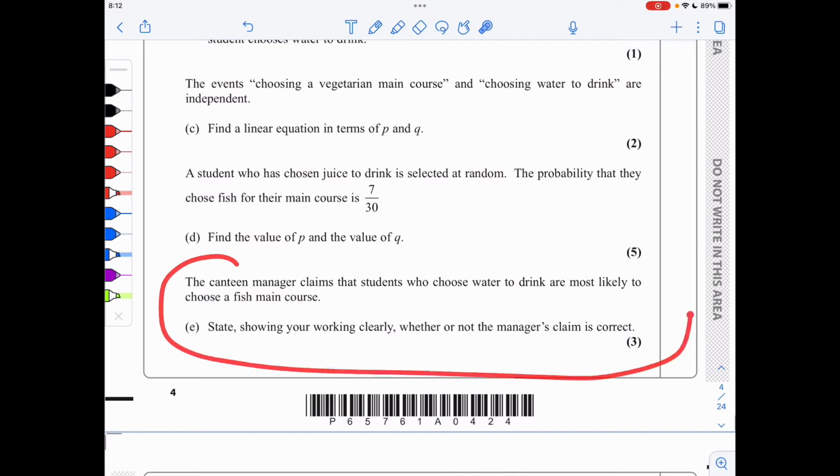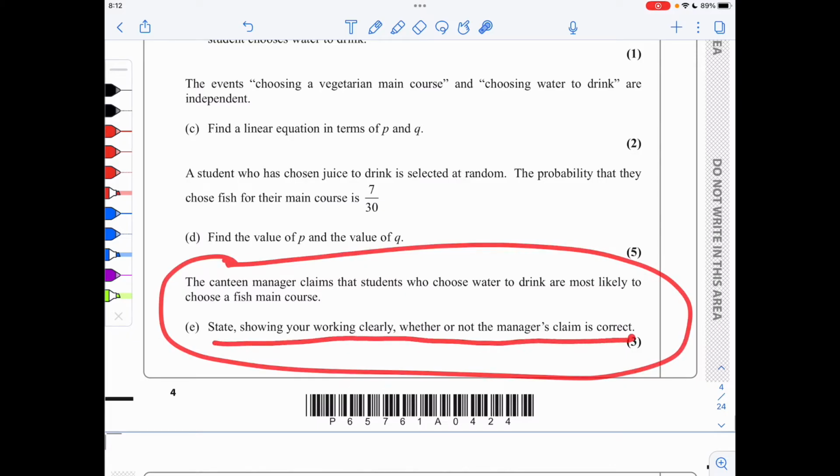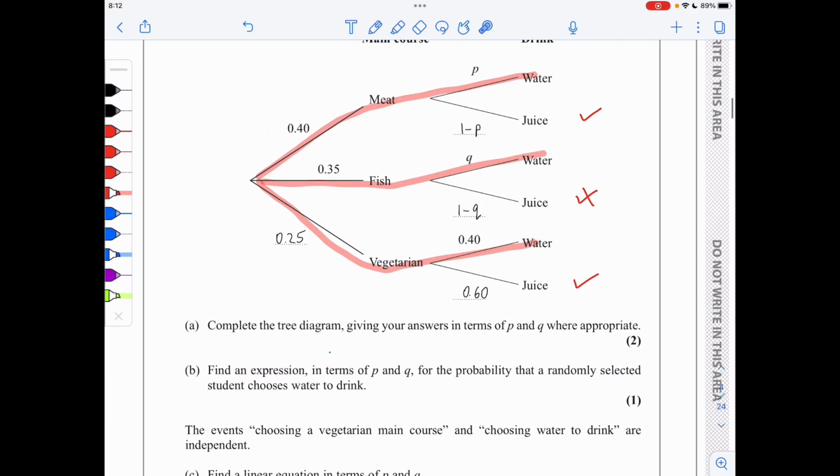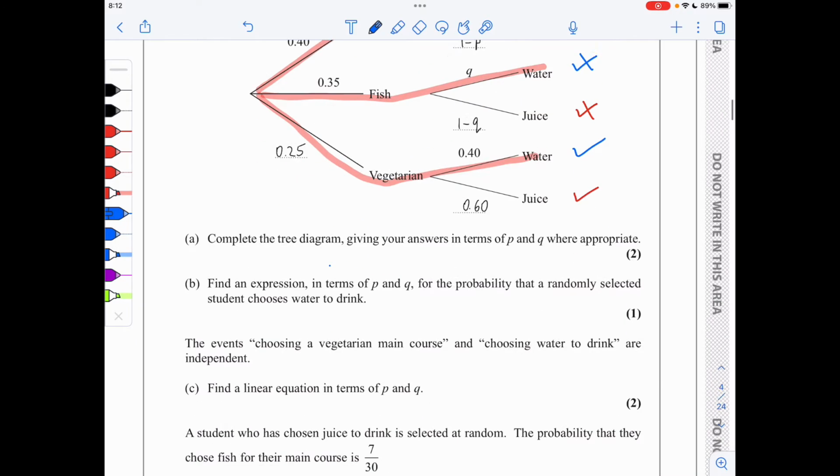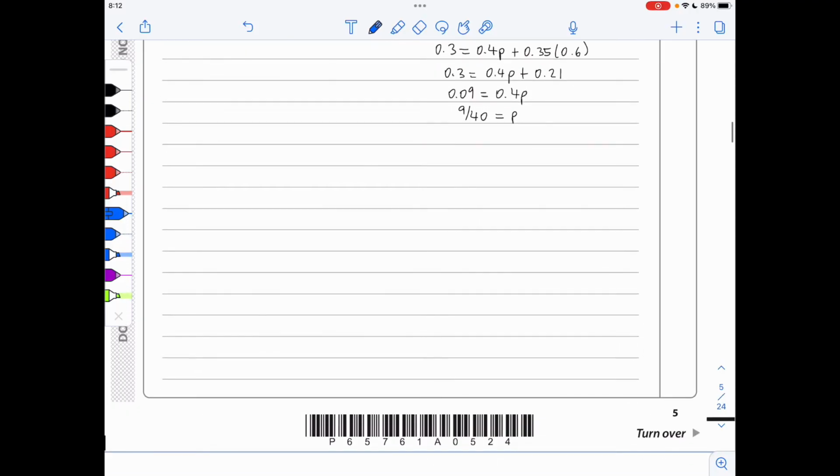In E, we are told that the canteen manager claims that students who choose water are most likely to choose a fish for main course, and we need to state, showing the working, whether this claim is correct. So we know for sure it is given that they choose water, so we are here, here, or here, and we are looking at the probability they choose fish. That's what we're looking for. So in other words, it's the probability someone chooses a fish given that they chose water.